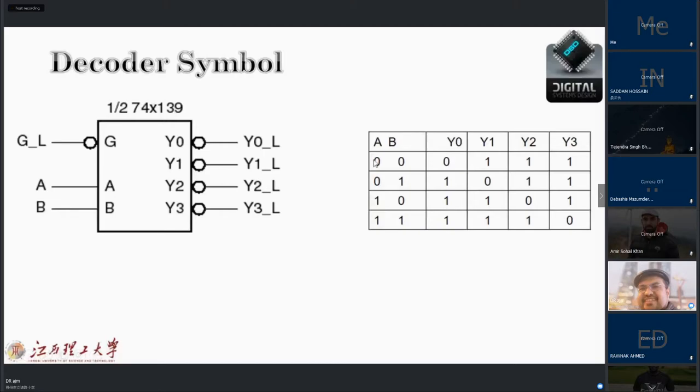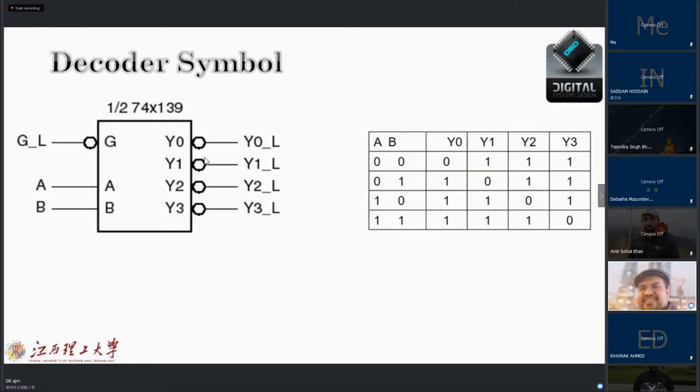Then we have the two inputs A and B as represented here, and outputs Y0 to Y1, Y2, and Y3. What is nice here is that we have reverse logic for the output also, because we have this bubble, which represents the nature of the output. It means that whatever one you see here uses the NOT gate, and whatever zero you see is again a NOT gate. Have this in your mind.